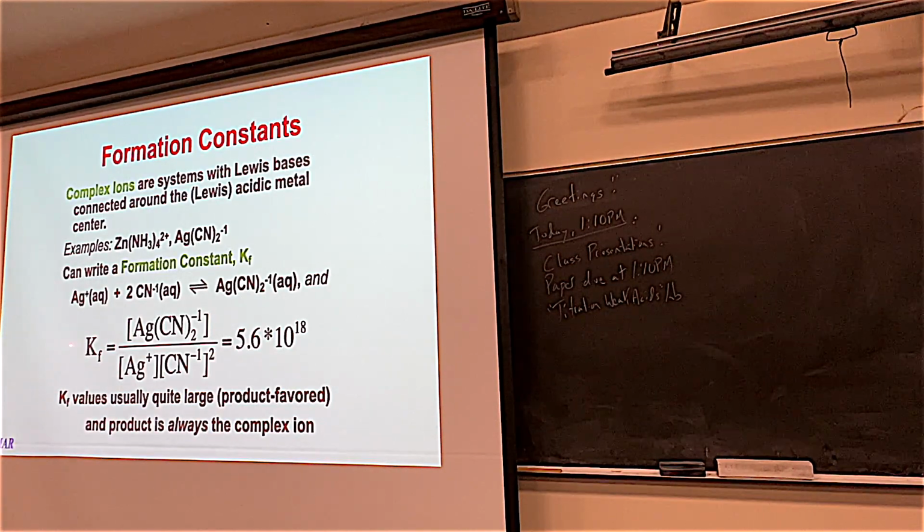The equilibrium constant then will have the complex ion exclusively in the numerator, and in the denominator you'll have whatever ions or molecules go into it. So this will be silver plus and cyanide squared. These K values are really, really big, very, very product favored. These are the ones that made the chemists nervous when their solids disappeared.